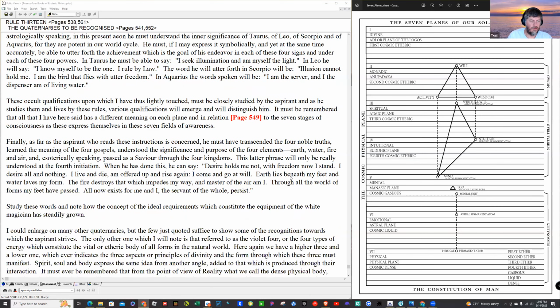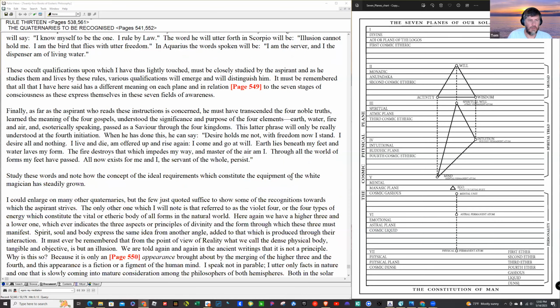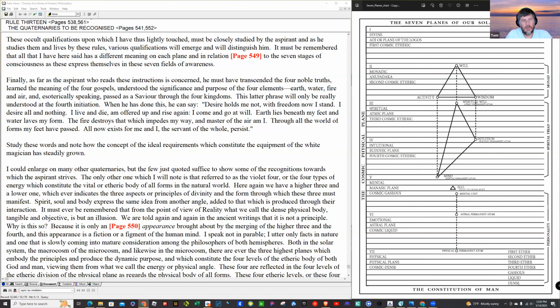These occult qualifications, upon which I have thus lightly touched, must be closely studied by the aspirant, and as he studies them and lives by these rules, various qualifications will emerge and will distinguish him. It must be remembered that all that I have here said has a different meaning on each plane and in relation to the seven stages of consciousness, as these express themselves in these seven fields of awareness.